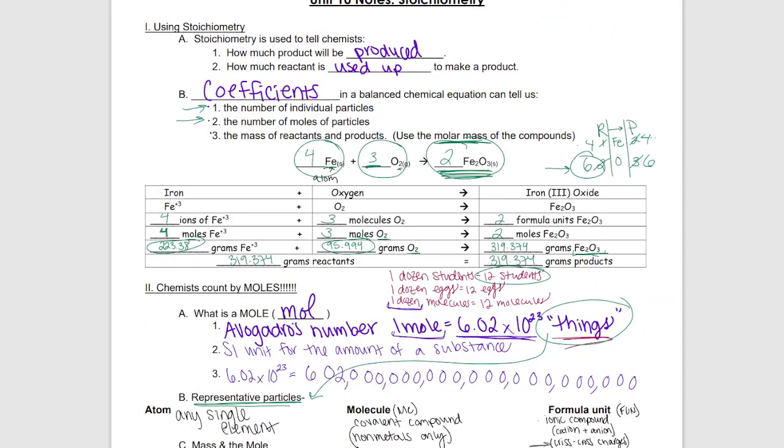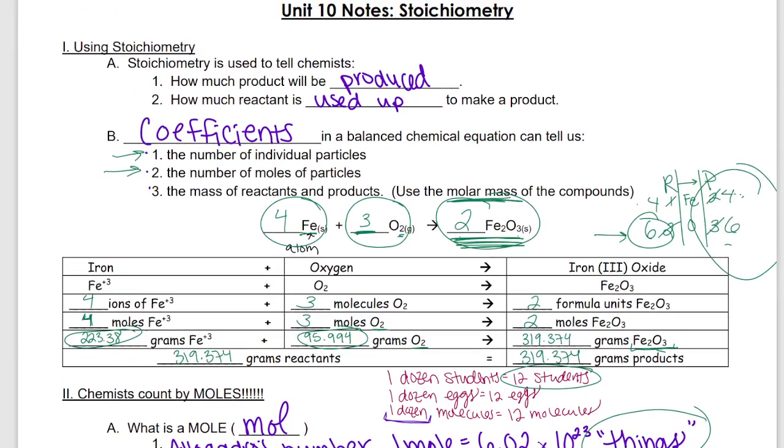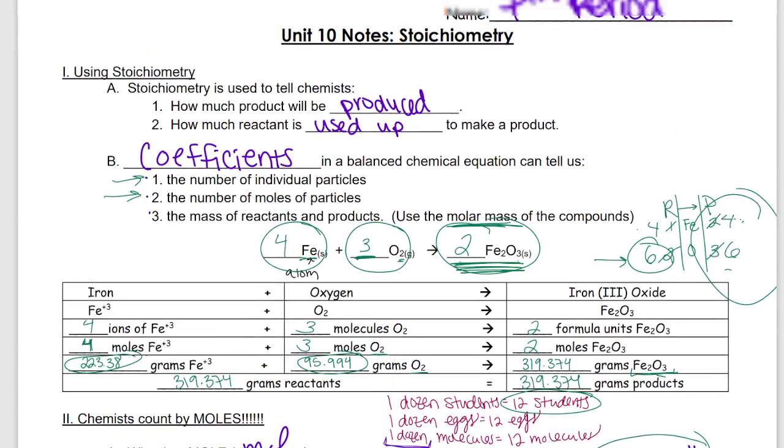Good? Both of these numbers, so the 319.374 that we got on each side, we could have also gotten by taking 4 times the molar mass of iron plus 6 times the molar mass of oxygen. This is just showing that when you have the same number of atoms of each type on each side of the equation, it's going to weigh the same amount on both sides.